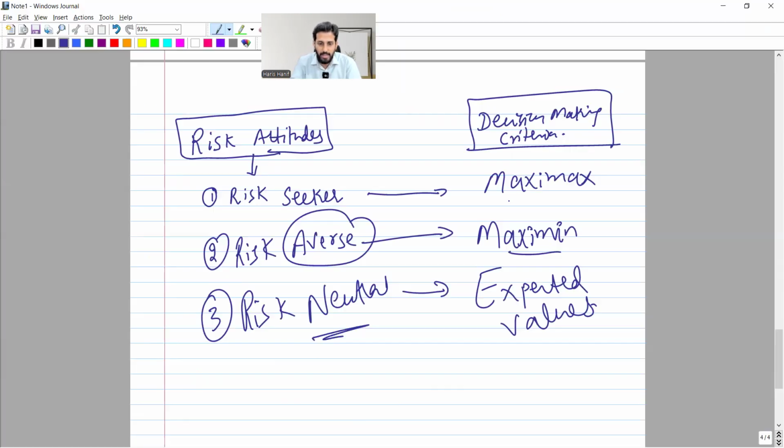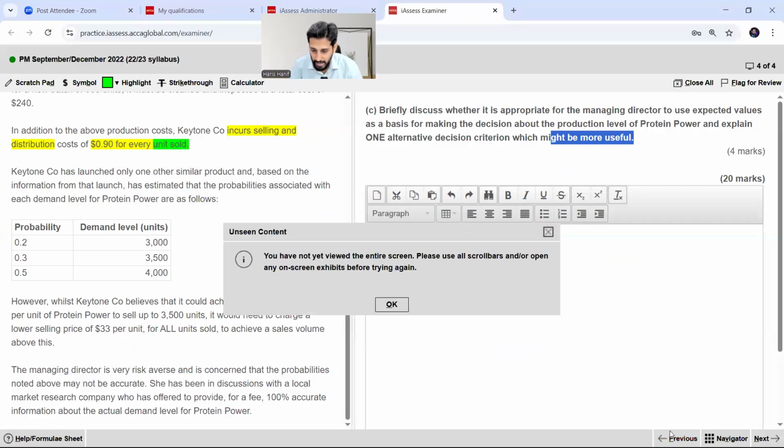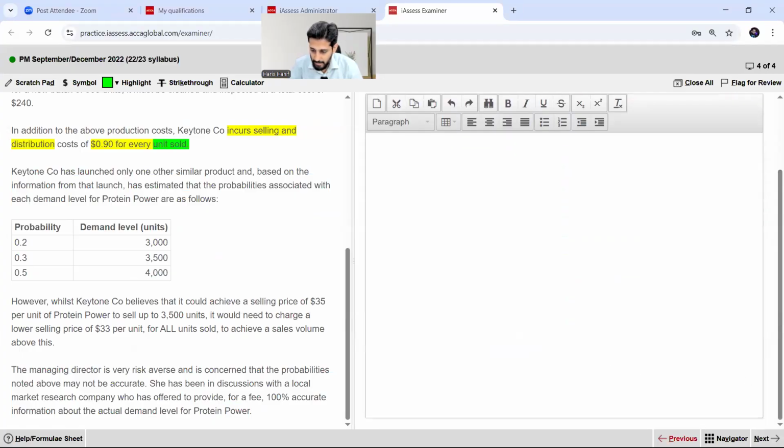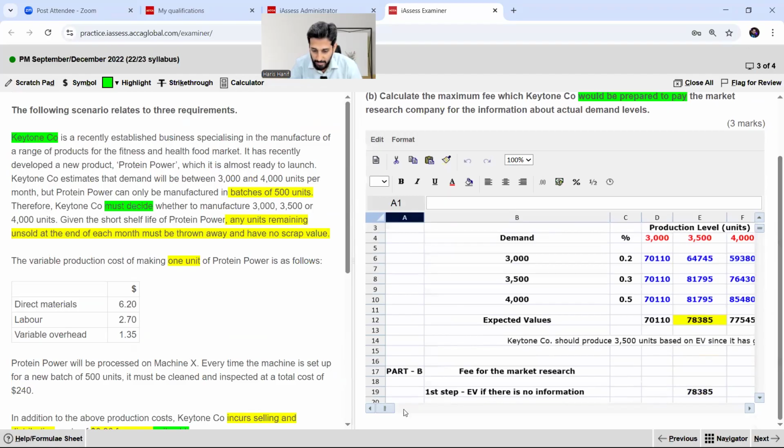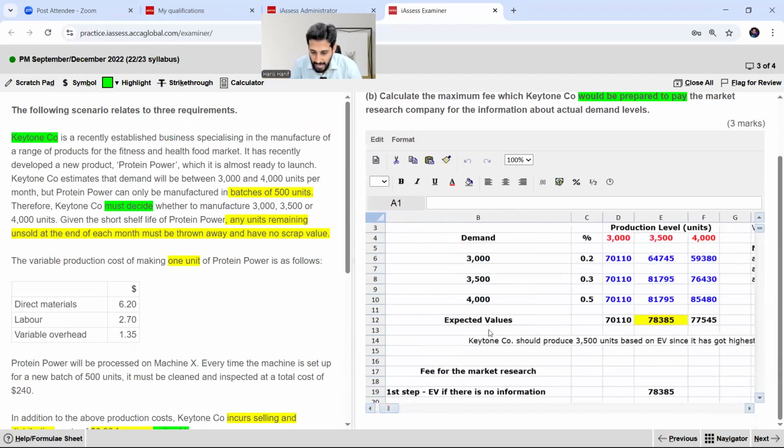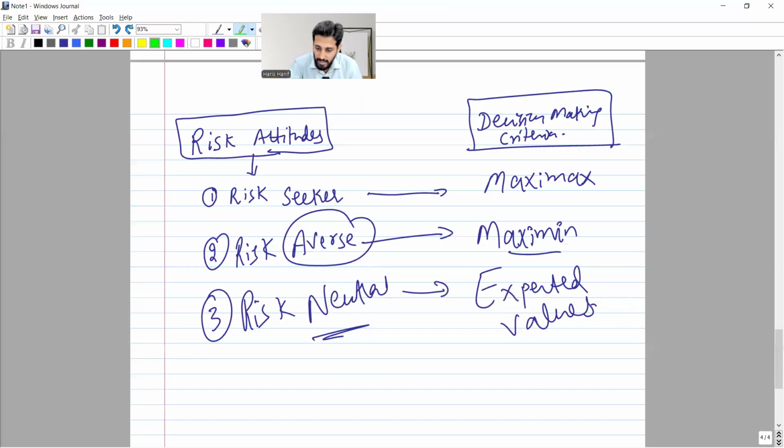Let me give you a simple and quick understanding of all these three based on the expected value which we have prepared, so that it will be easy for you to understand. I'm going back. See, this is my payoff table. Now I can explain with this. I have already computed the expected value, so there is no doubt on the EV.